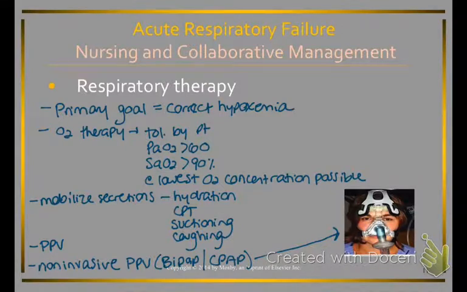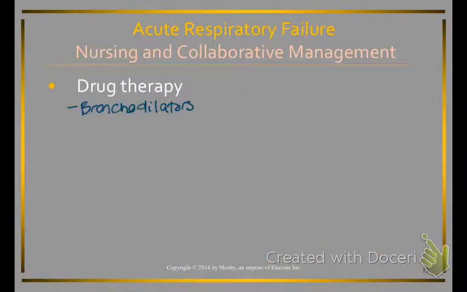So again, this is not a disease in itself. We can't treat, per se, respiratory failure. We have to treat the symptoms and treat the cause. So drug therapy, bronchodilators. What do bronchodilators do?